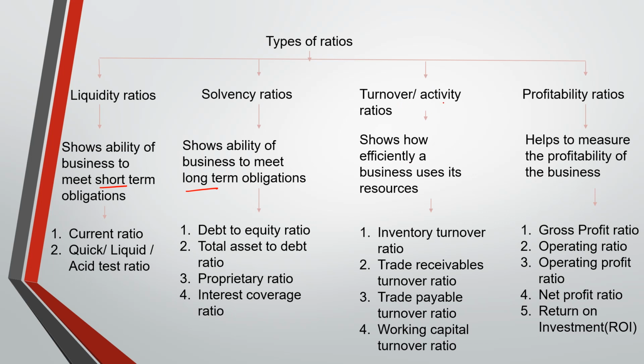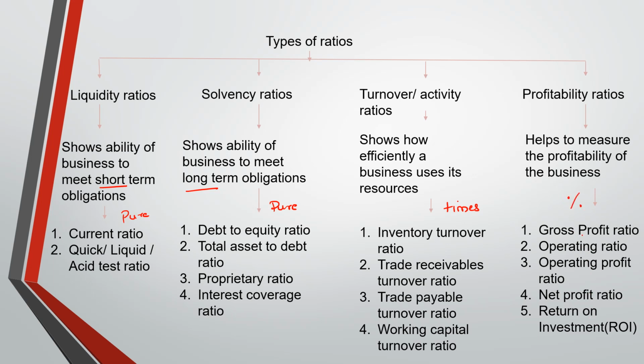Turnover ratio, also known as activity ratio, shows how efficiently the business uses its resources, like its inventory, trade receivable, trade payable, working capital. How effectively, how many times it is able to turn over within a period of a year, that is being learnt here. Here this is in the form of a pure ratio. These are also normally in the form of pure ratio. Here this is normally written in times. The profitability ratio helps us to measure the profitability of the business. So how profitable it is: gross profit ratio, operating profit ratio, net profit ratio, and return on investment.